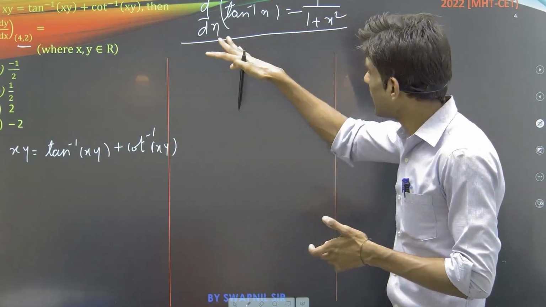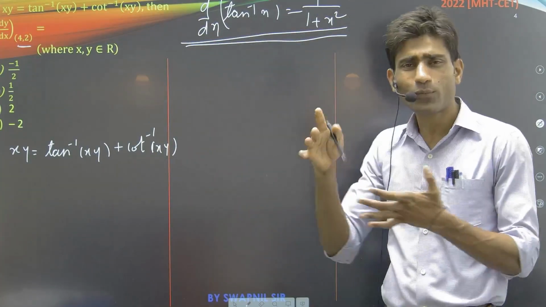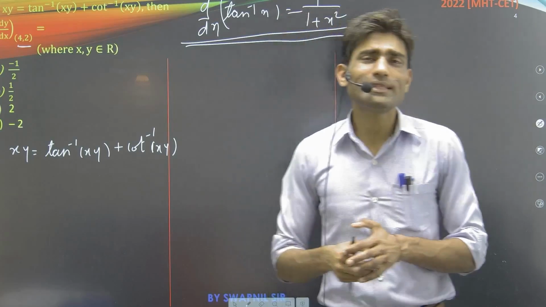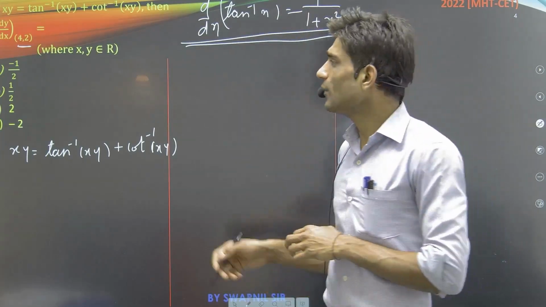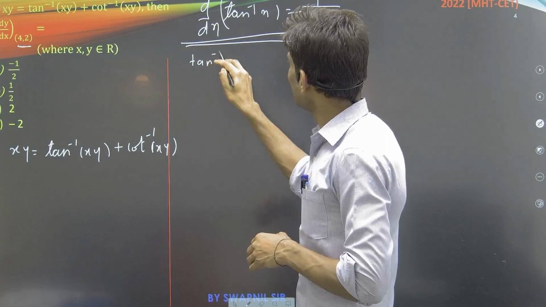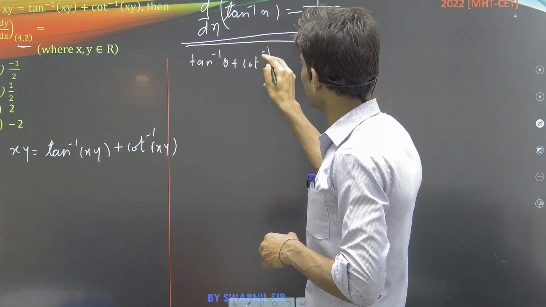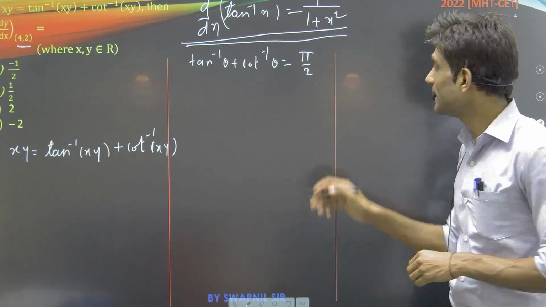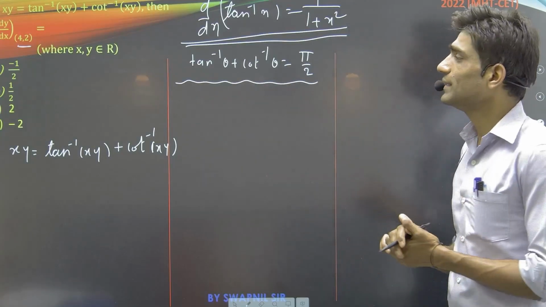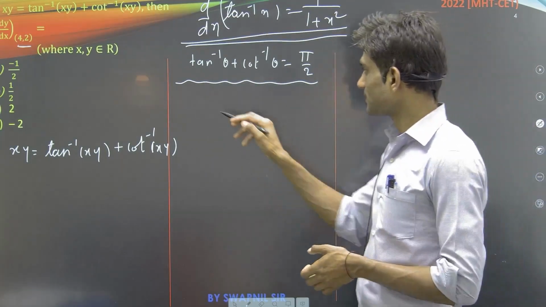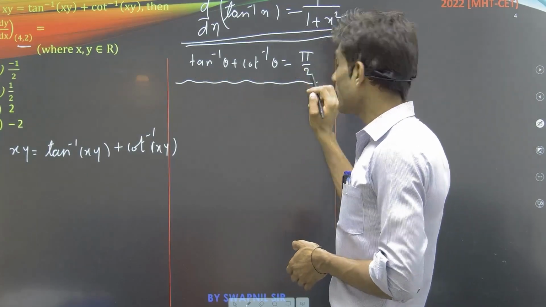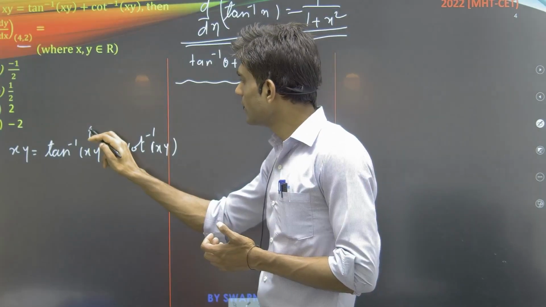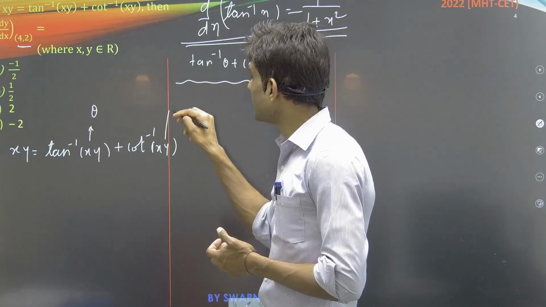So you may apply this formula, d by dx of tan inverse of x is equal to 1 upon 1 plus x square. Or one more result we know: when we have tan inverse of theta plus cot inverse of theta, we write this as pi by 2. Tan inverse of theta plus cot inverse of theta is pi by 2. Apply that here, as we can take theta as xy.